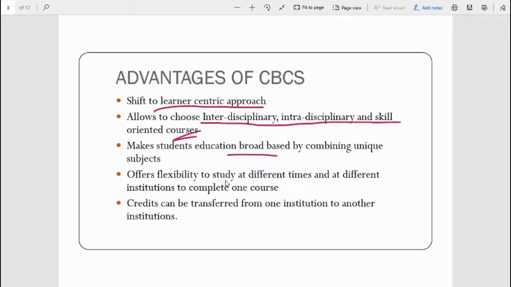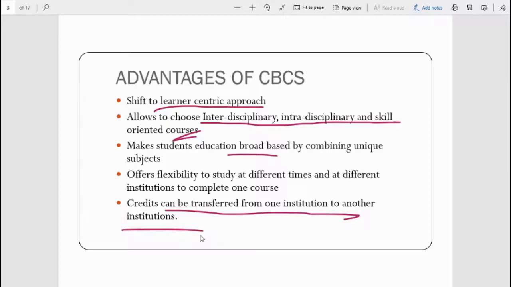And another advantage is that credits can be transferred from one institution to another. For example, say you are enrolled in a university, but you want to take a course which is not provided by your university but is provided by university B. Because of CBCS, you can enroll yourself for that course in university B, and after completing it the credits can be transferred to your university and counted in the final result.